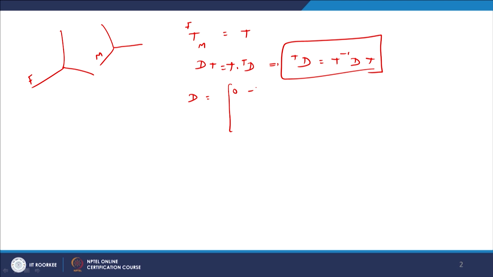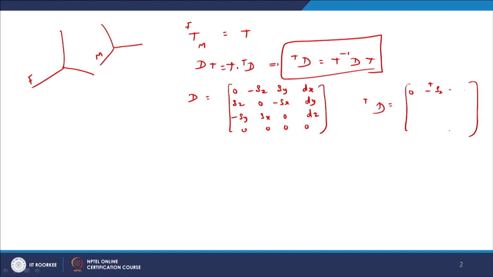nothing but the matrix with rows 0, minus del z, del y, dx; del z, 0, minus del x, dy; minus del y, del x, 0, dz. Here dx, dy, dz denote the small motion along the x, y, z direction, and del x, del y, del z are the small rotation about the x, y, z axis of the fixed frame. And if we put the superscript T, these corresponding values are del z T etcetera. So this represents the corresponding motion with respect to the current frame itself.